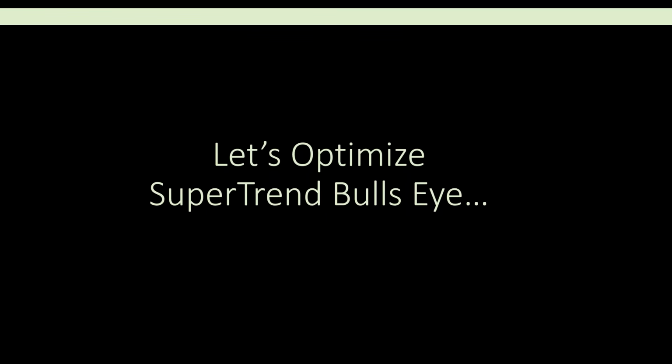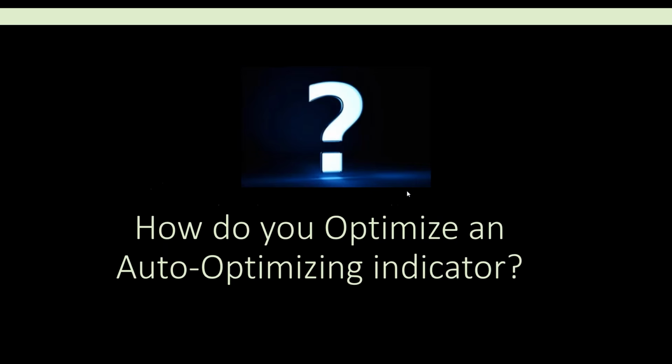Let's try just for 5 minutes to optimize SuperTrend Bull Eye. And you may ask, rightfully so, what? How can you optimize an auto-optimizing indicator? That's redundant. That's a tautology. It doesn't make any sense.